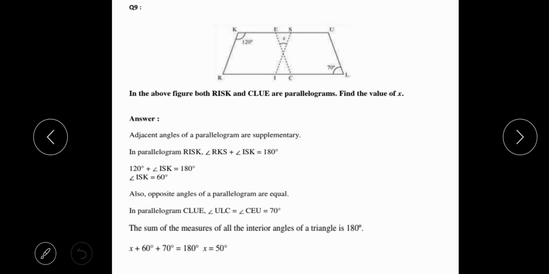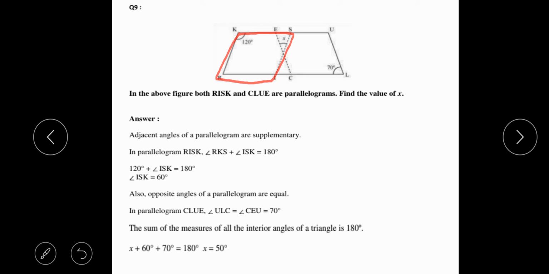Now next question again here. In this figure we have given two parallelograms. One is RISK and the other is CLUE. Two parallelograms are given, in which we have to find the value of x. So very firstly, consider RISK. See, this is RISK, this one parallelogram we have to consider here.